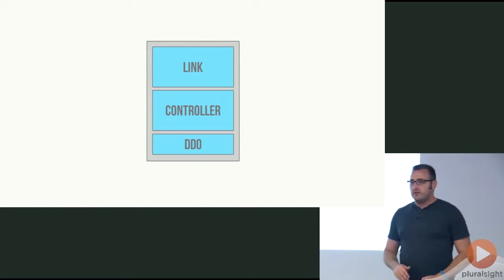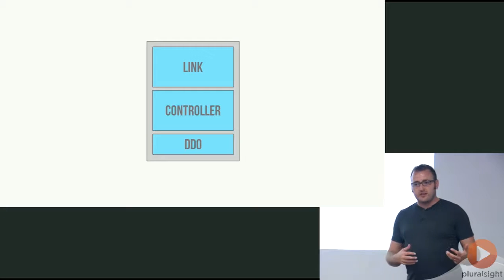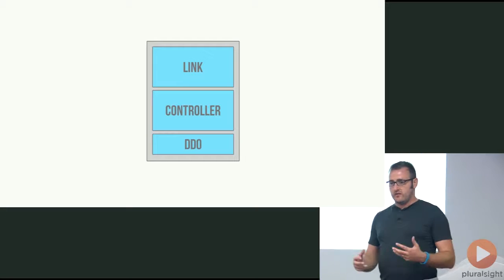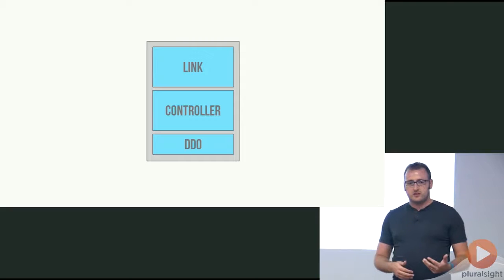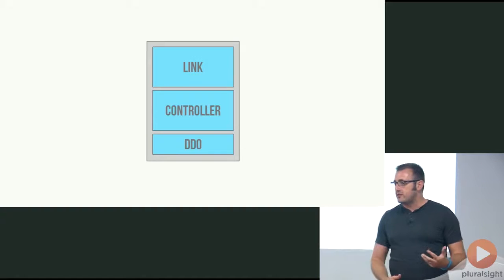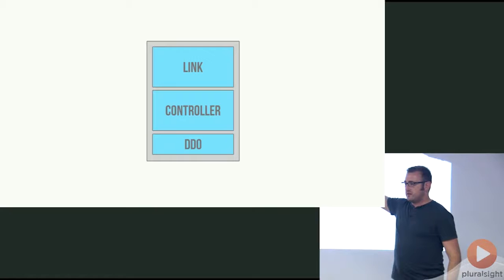These are the three things that I spend 90% of my time on when I'm writing directives. You have your DDO, which is your directive definition object. That basically says, this is how I want to configure my directive. Your controller and your link function.